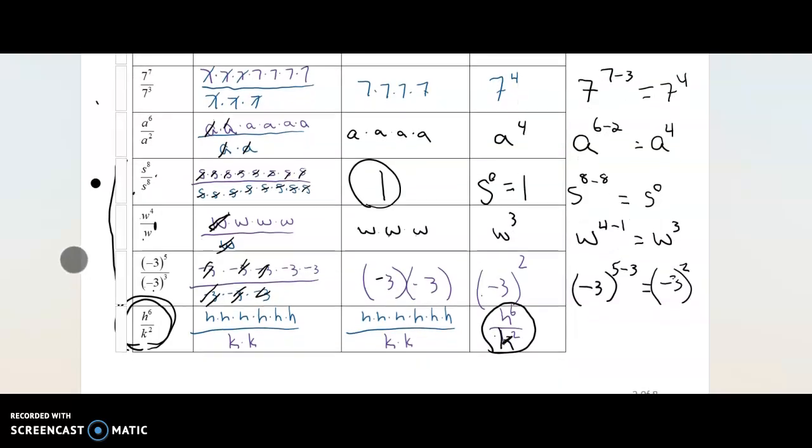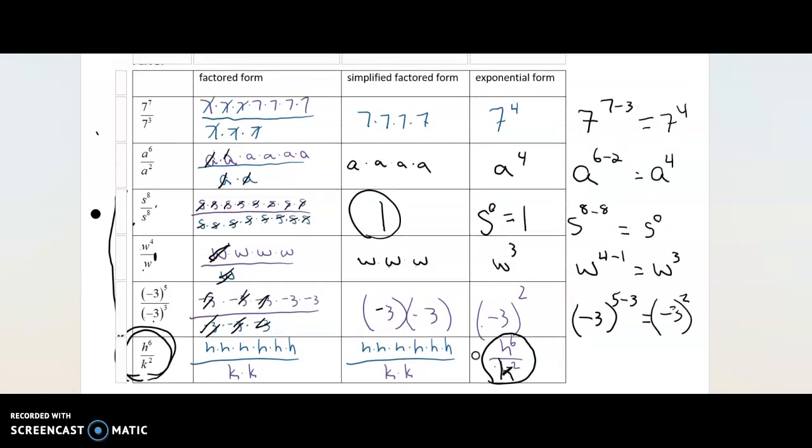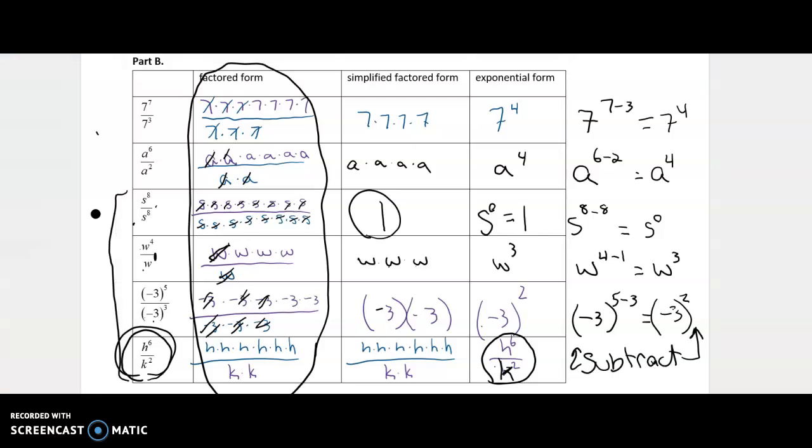You should note here that what we did instead of writing out this big long factored form, what we could do is subtract when we divide exponents with the same base.